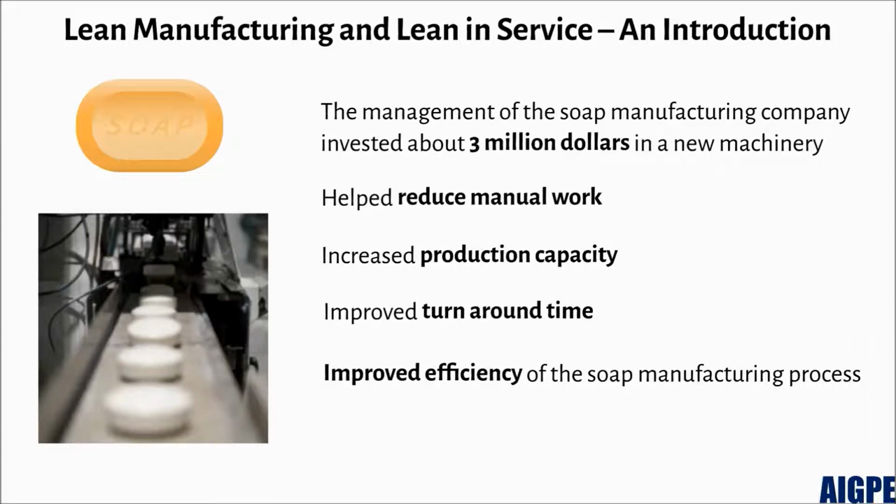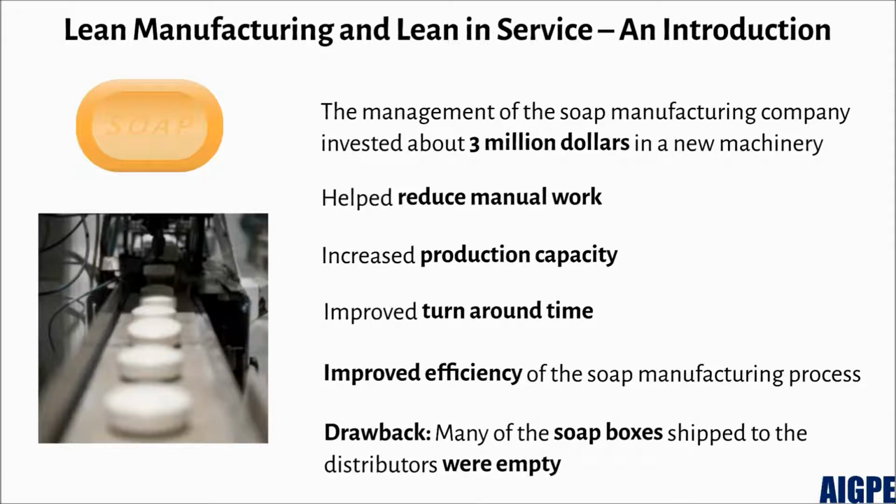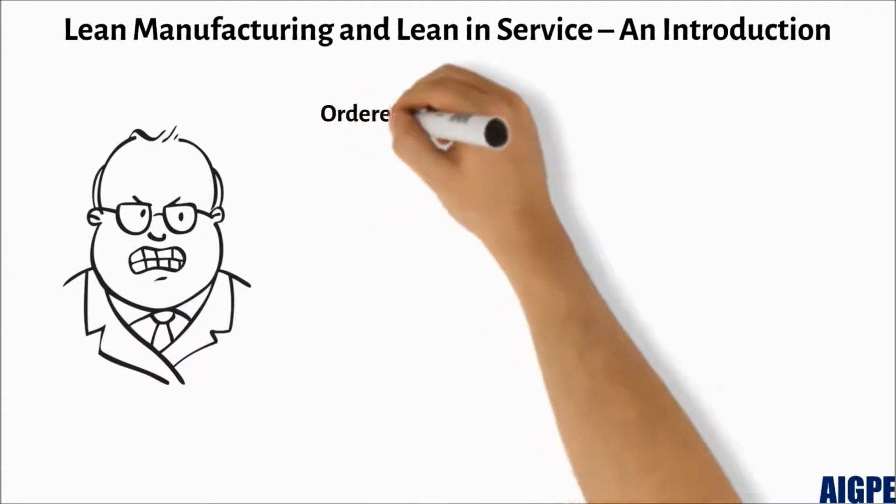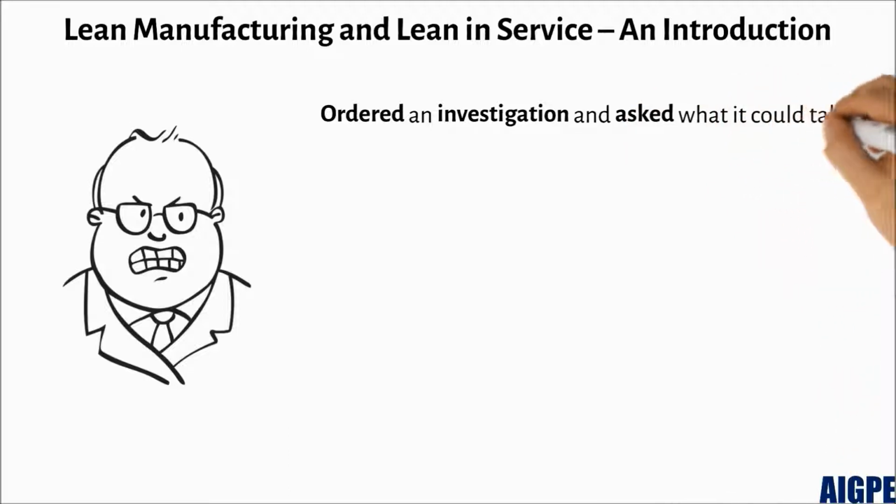This new machinery helped reduce manual work, increased production capacity, and improved turnaround time. While it improved the efficiency of the soap manufacturing process, it had one major drawback. The distributors soon started complaining that many of the soap boxes were empty. It did not have a soap. Now, this automated machinery would manufacture soaps and pack them into cardboard boxes. How could this machinery leave the soap boxes empty? The owner of the organization was furious. He immediately ordered an investigation and asked what it could take to fix the issue.